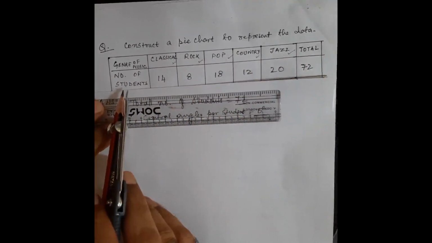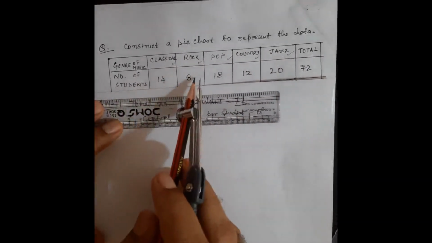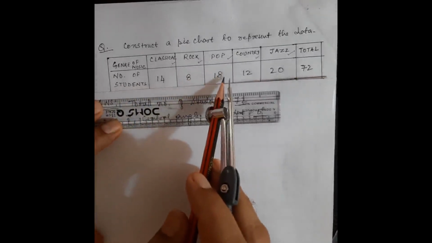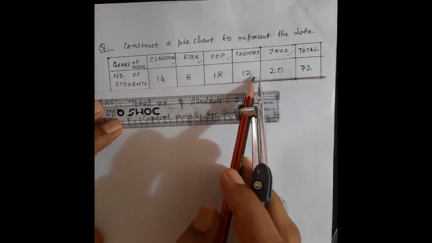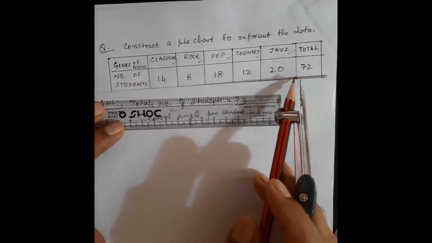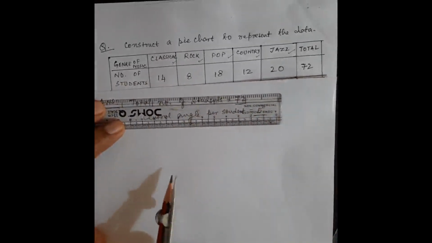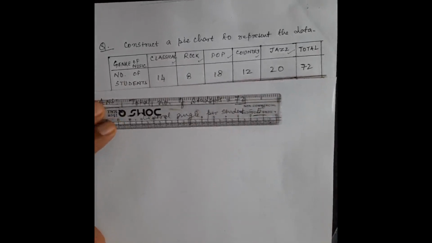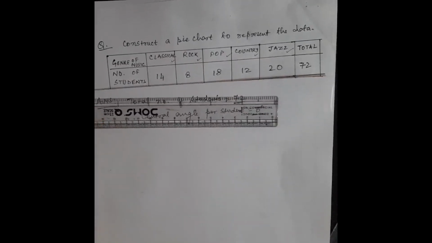The number of students who like classical is 14, rock is 8, pop music is 18, country is 12, jazz is 20. Total is 72. Now we have this data in hand. Now the question is to construct a pie chart for this data.